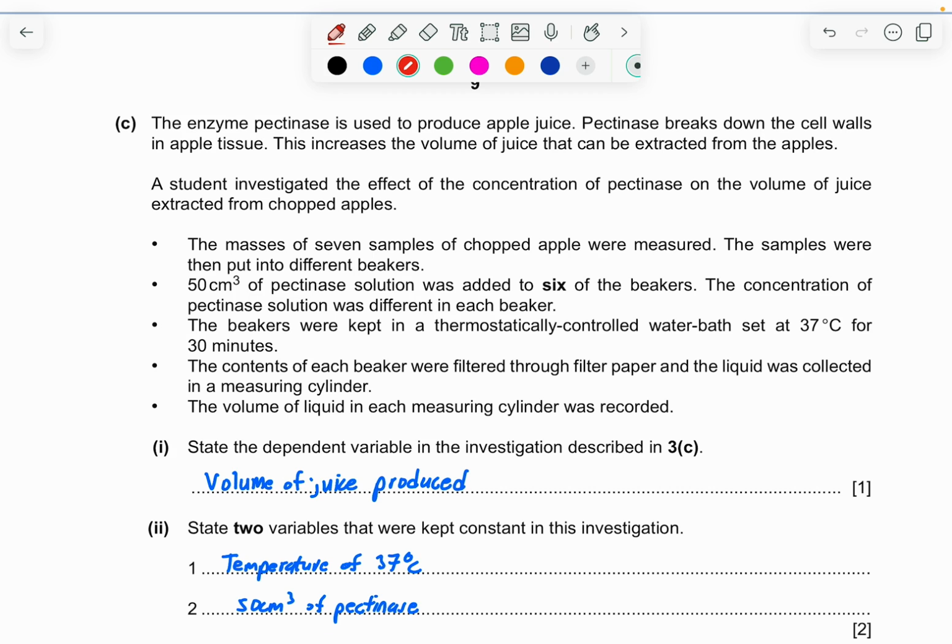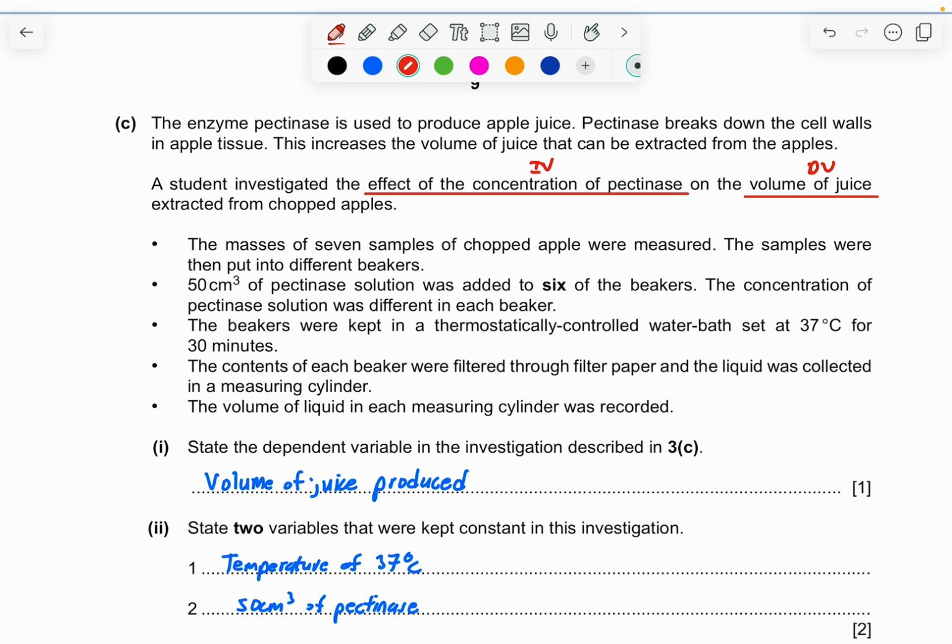This increases the volume of juice that can be extracted from the apples. A student investigated the effect of concentration of pectinase on the volume of juice extracted from the chopped apple. So the effect of the concentration of pectinase, this is the IV, and the volume of the juice extracted is the DV. The masses of 7 samples of chopped apples were measured, and the samples were then put into different beakers. 50 cm cube of pectinase solution was added to 6 of the beakers, and the concentration of the pectinase solution was different in each beaker.